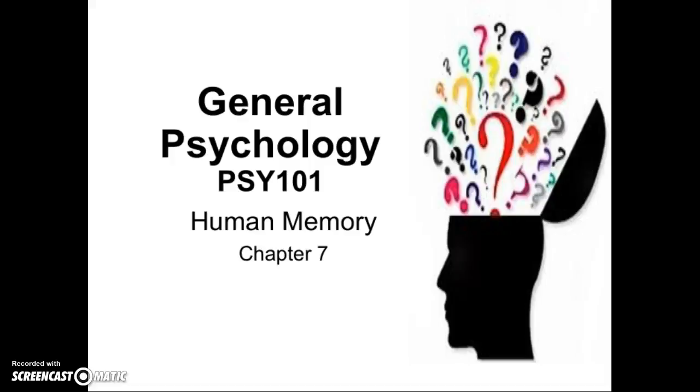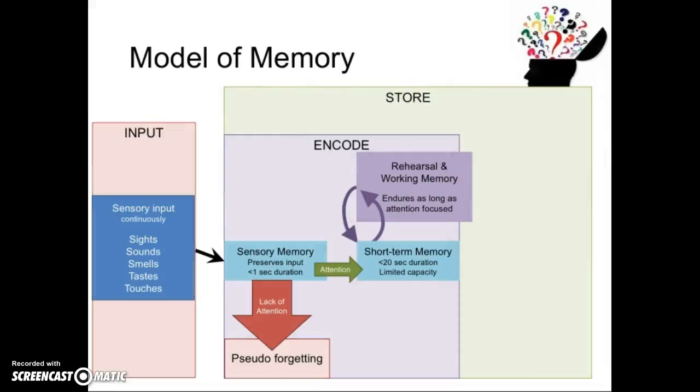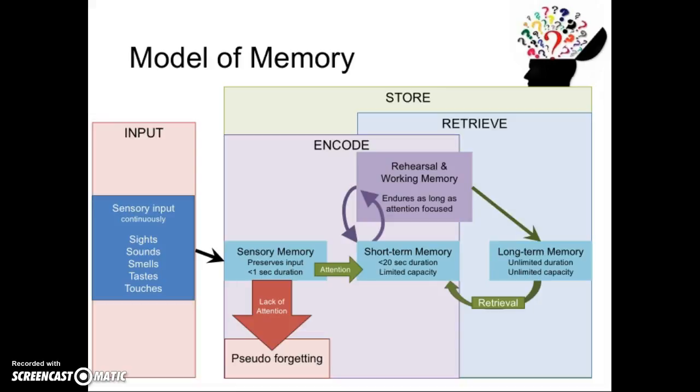This video continues Human Memory Chapter 7. So far, we've talked about a model for memory in which sensory input moves onto the sensory memory store, where, if we pay attention to it, it moves into short-term memory. While in short-term memory, if we work on it, do something with it, it has the chance to make it to long-term memory, where it can later be retrieved.